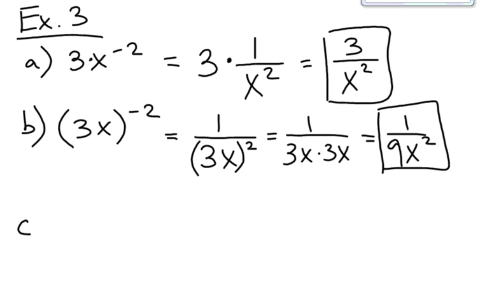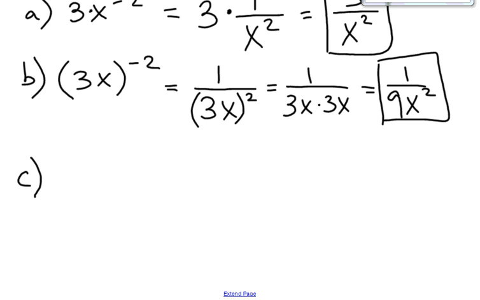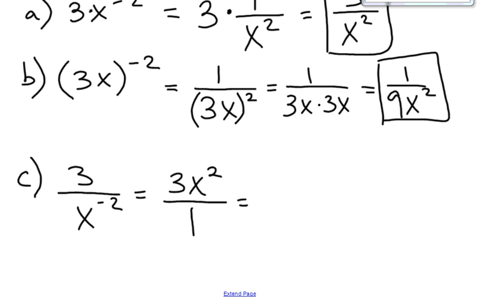All right, and last one for this example. We have 3 over x to the negative 2. All right, so this one is the opposite of part A. Now I'm dividing by x to the negative 2. All that means is the 3 is okay. It doesn't have any exponent. It just stays where it's at. Then the x to the negative 2, what happens is the negative makes the x come up to the numerator with the 3, and that makes a positive 2. Now in the denominator, there really is nothing left but 1. And so 3x squared over 1 is just 3x squared, and that's your answer.